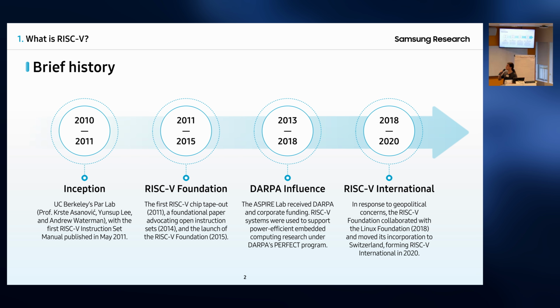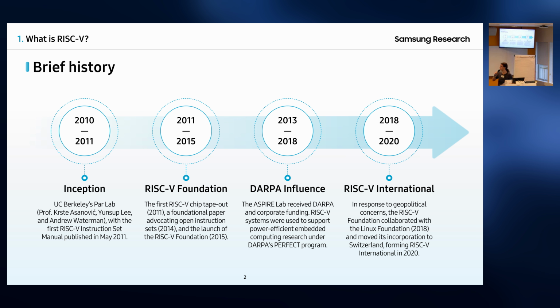So first, brief history. RISC-V started in 2010 in UC Berkeley's PARLab, which is the Parallel Computing Lab. We have the first ISA manual published in May 2011. What's really interesting to note is that RISC-V wasn't the main focus of the project back then. It was simply a means to an end. They wanted to create some research regarding parallel computing, and they developed RISC-V, which is the fifth iteration of RISC architecture at UC Berkeley, to do this.